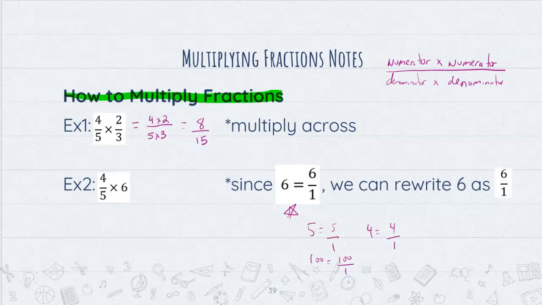So the first thing I would do on number 2 would be 4 over 5 times 6 over 1. So I first rewrite it, and then I will multiply the 4 and the 6 together, and the 5 and the 1. So I will get 24 all over 5 as my answer.